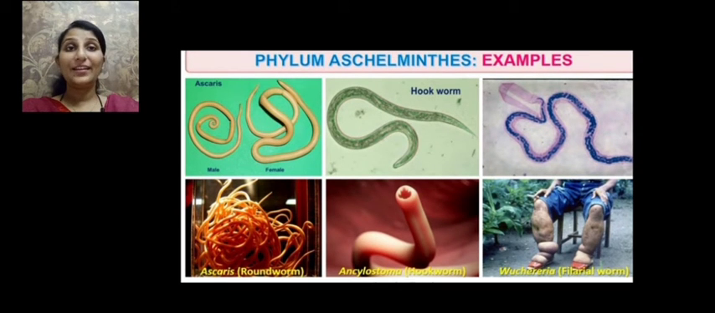Examples are Ascaris, this is the roundworm, then the hookworm, which is called Ankylostoma, and the filarial worm, which is called Wuchereria. Filarial worm, which causes filariasis. Okay, so these are the examples of phylum Aschelminthes.